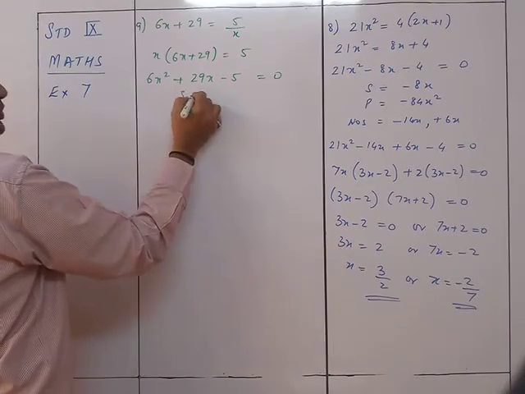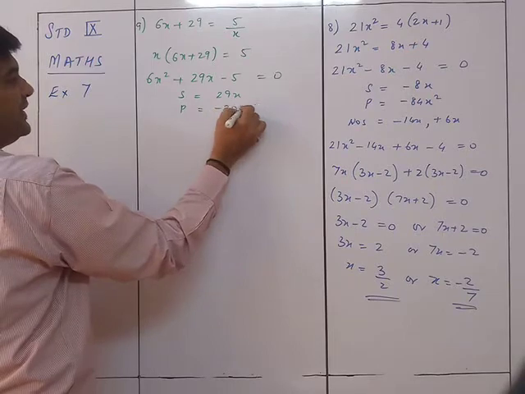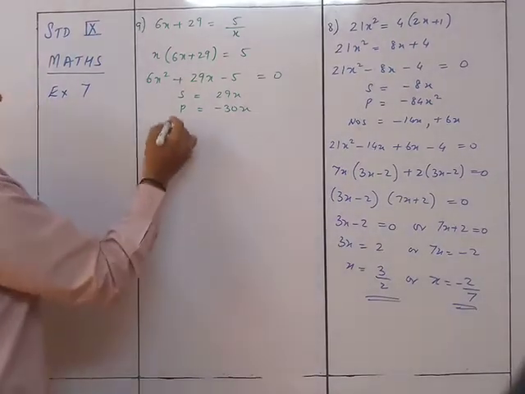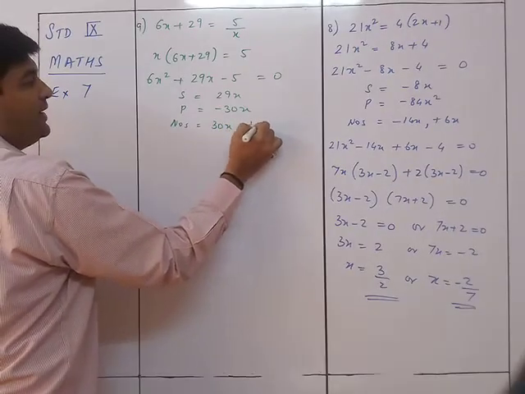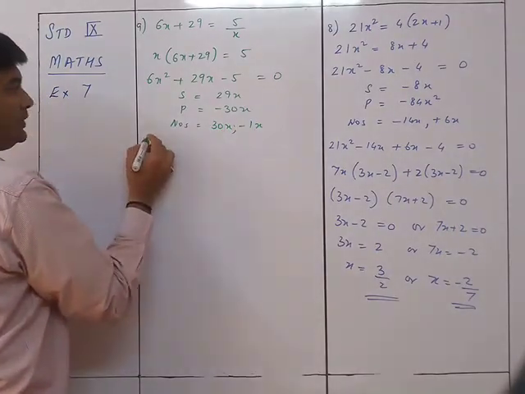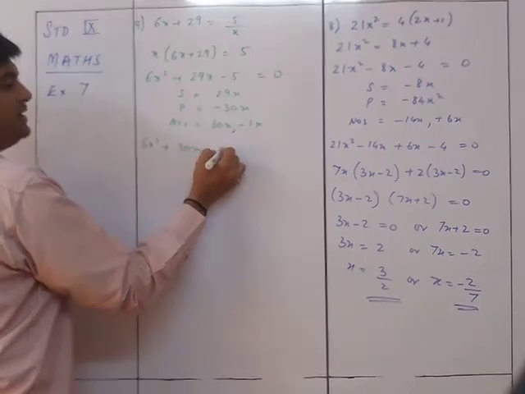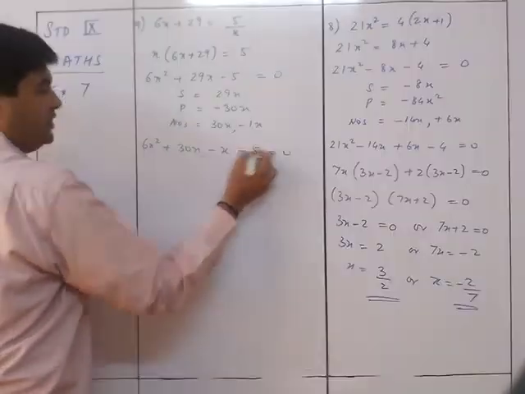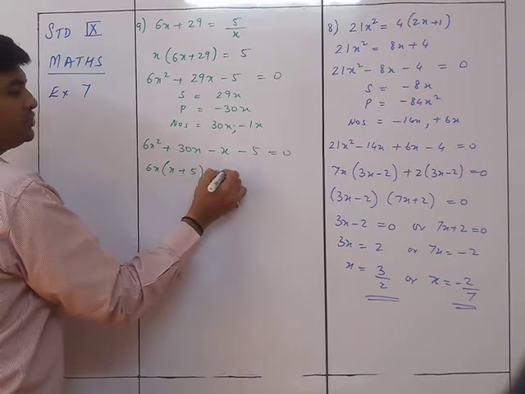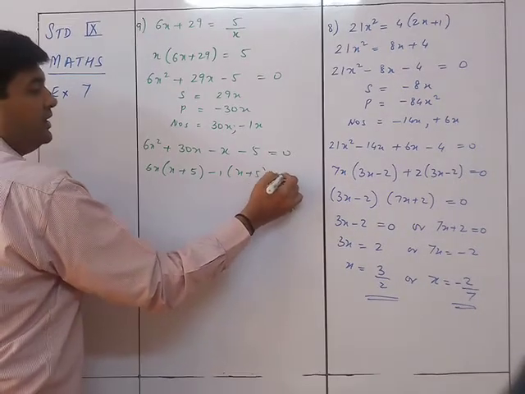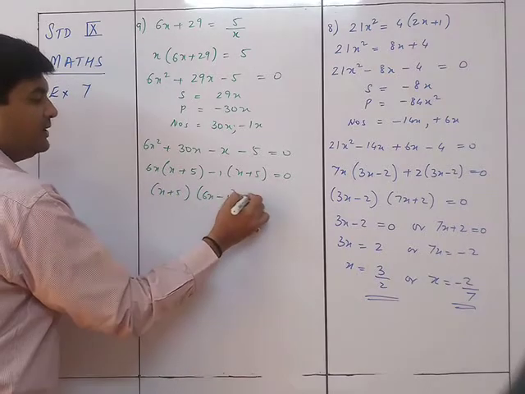So we get the sum to be as 29x and the product to be as minus 30x. So 1 and 30 itself will be the numbers. So numbers will be equal to 30x minus 1x. So that gives me 6x square plus 30x minus x minus 5 is equals to 0. So 6x common, you get x plus 5, minus 1 common, x plus 5 is equals to 0. So you get x plus 5, 6x minus 1 is equals to 0.